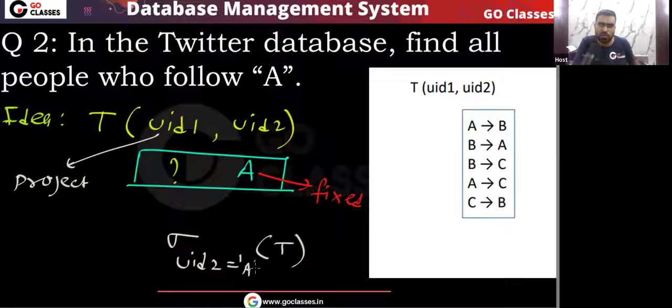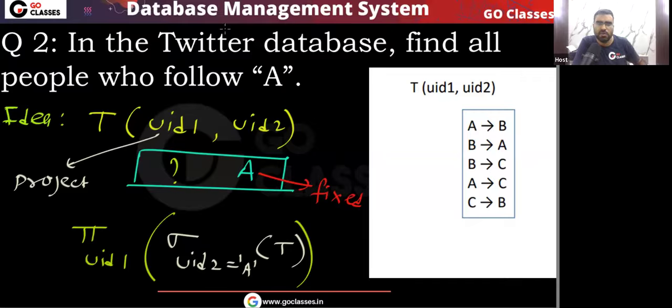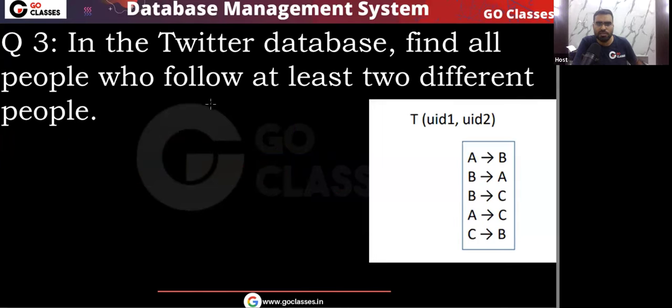UID2 is equal to A, and then what I will do, I will project UID1. This is what I will project. Yes or no? Very simple. Now let's see this question.